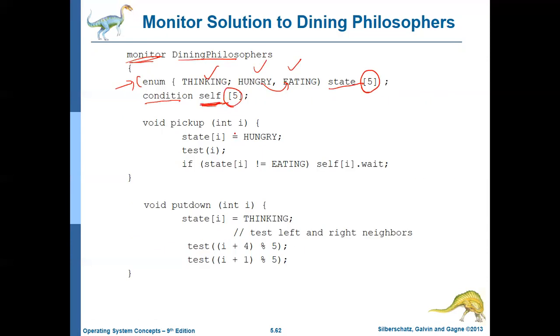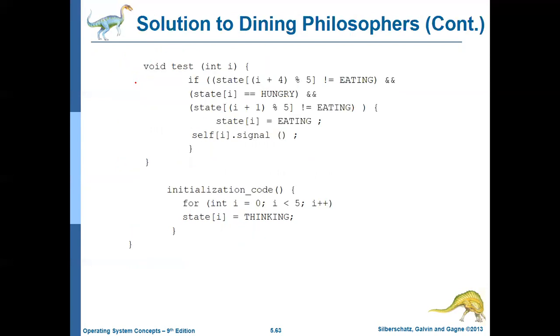So we have defined the procedures also. Inside the monitor, we have declared the variables. Then we have defined a few procedures known as pick up, and another procedure known as put down. This is for picking up the chopstick and putting down the chopstick. And we have to test a condition whether they are allowed to pick up the chopstick or not. Then the last thing is the initialization code. Initially, all of them are thinking, right? So we have to set the code as state of I is equal to thinking.